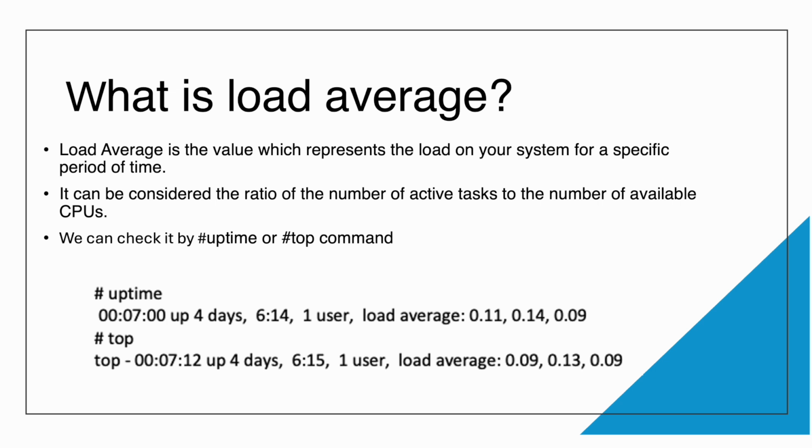One important question, what is load average? The load average is a value which represents the load on a system for a specific period of time. It can be considered the ratio of the number of active tasks to the number of available CPUs. We can check it by the uptime command or the top command. Below is the representation of the uptime command and top command.